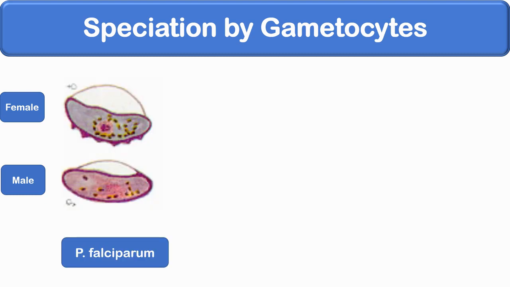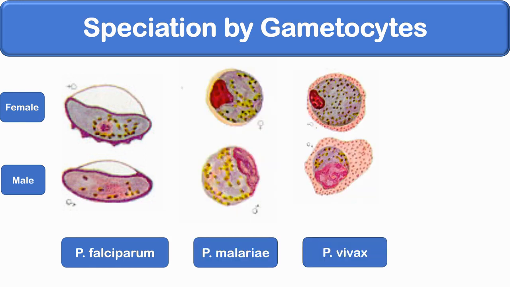Gametocytes. In Plasmodium falciparum, the gametocyte is crescentric or banana shaped and larger than the RBC, whereas for other species it is spherical and almost occupies the RBC.